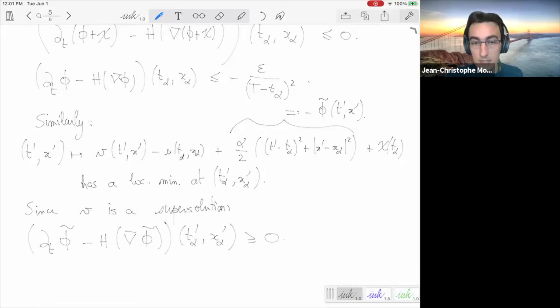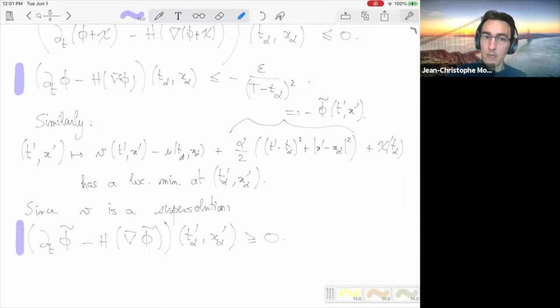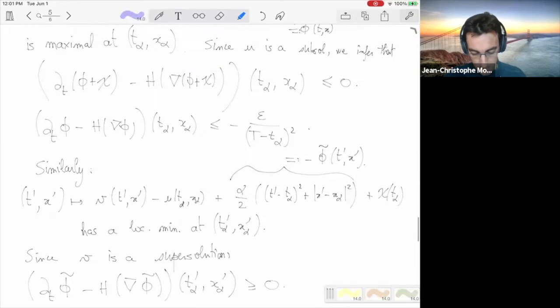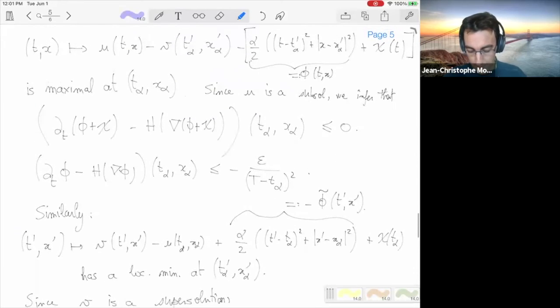Right? And now I claim that there is a contradiction in the two inequalities that are written currently on the slide. So I claim that there's a contradiction between this one and this one. And the reason is that, let's remember what phi is. So phi is defined here.